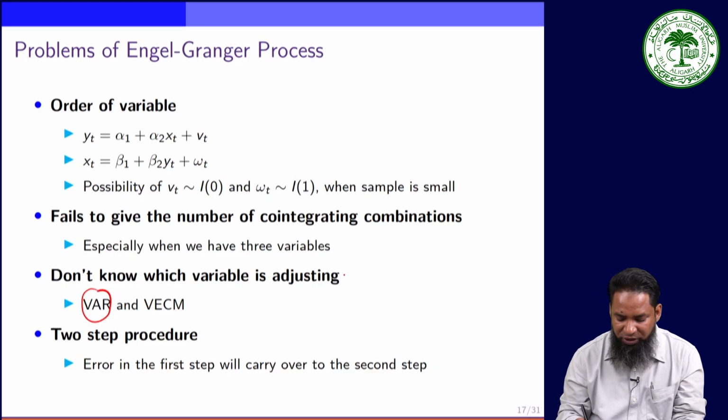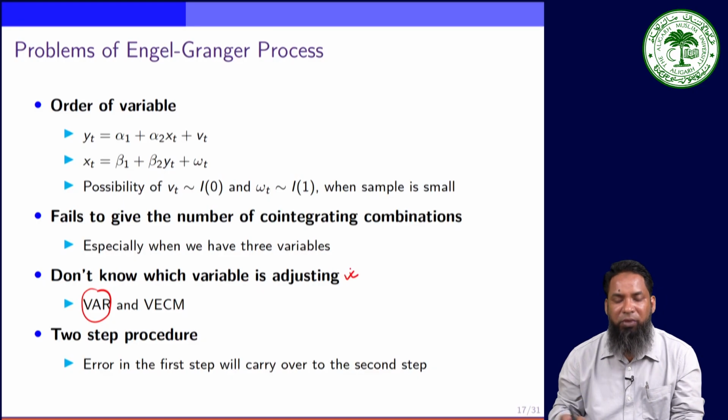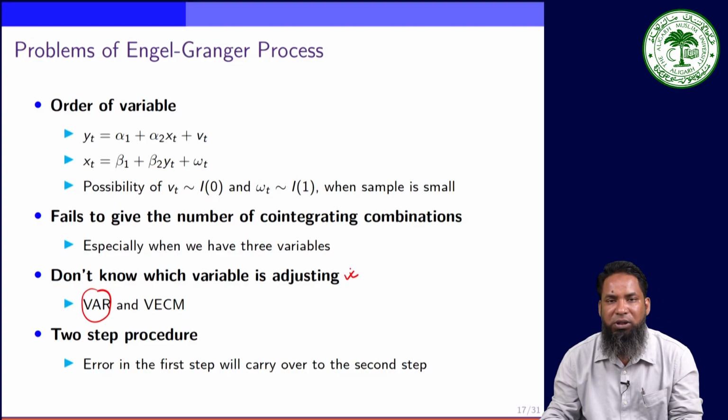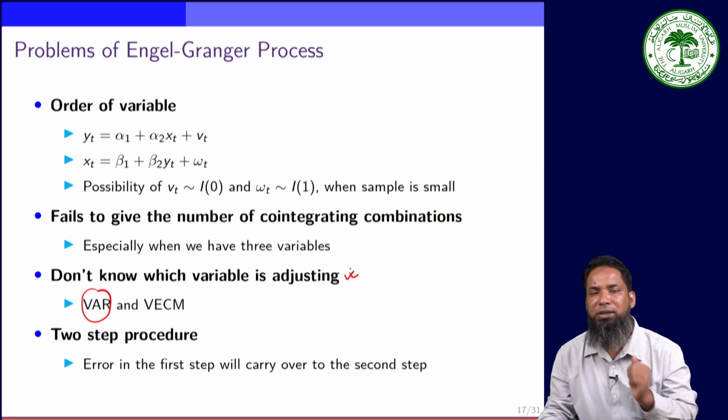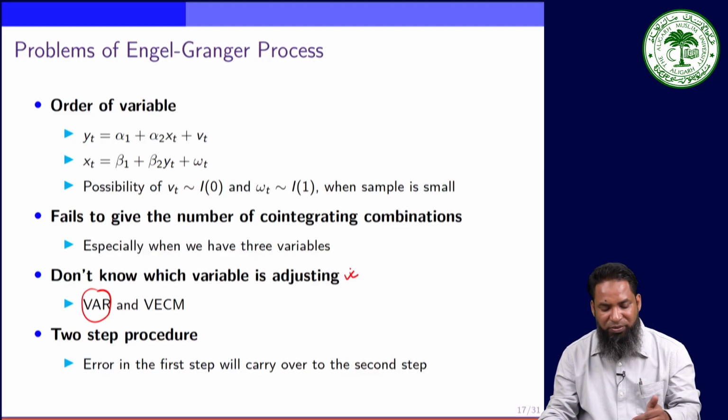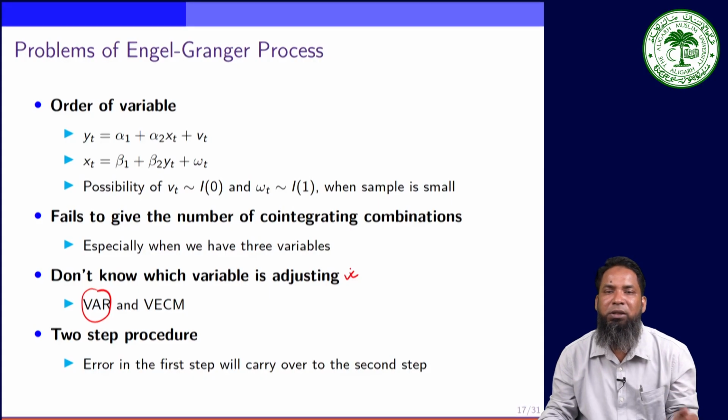So we don't know which variable you are adjusting. Another problem we have is that it is a two-step procedure. First we have to estimate the linear regression. Then in the second step we have to find out what is happening with the error term. However, if we make a mistake in the first step, that mistake will be carried over to the second step. So these are the problems we have with the Engle and Granger process.